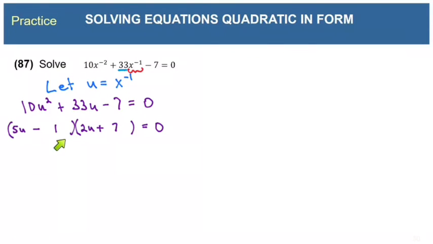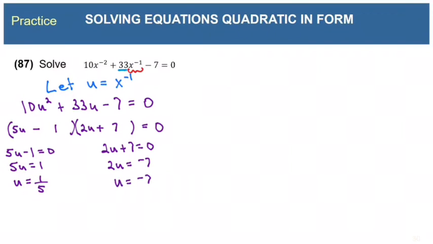Now we can set each of these equal to 0 and get our u solutions. So if 5u minus 1 equals 0, we'll get solutions. And then we'll get solutions for 2u plus 7. Let's solve this one. So 5u equals 1 and u equals 1/5. And then let's solve this one. 2u is negative 7 and u is negative 7 over 2. So these are our two u solutions. We need to stick each of these into our u substitution and find x.